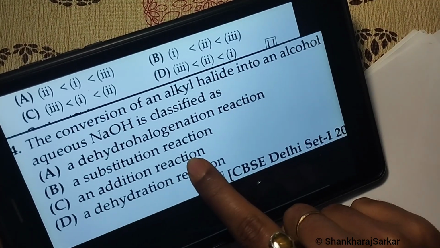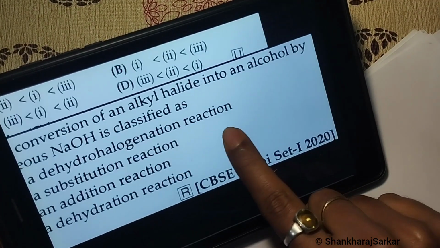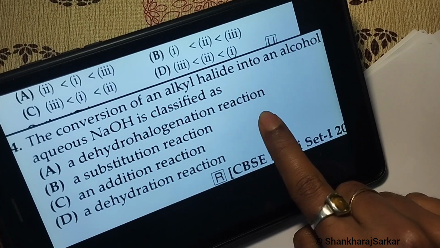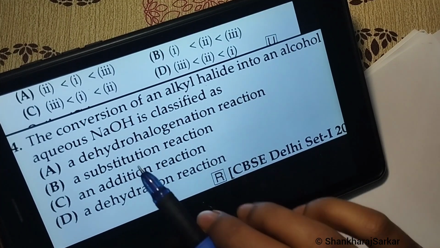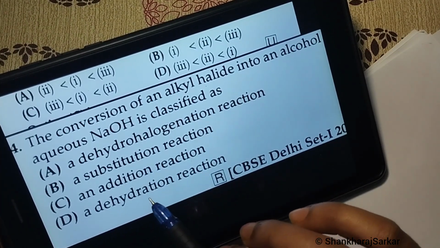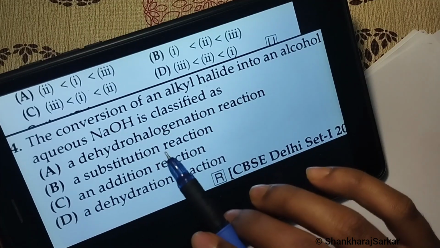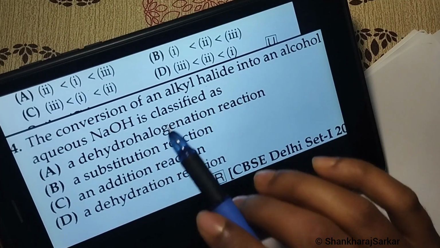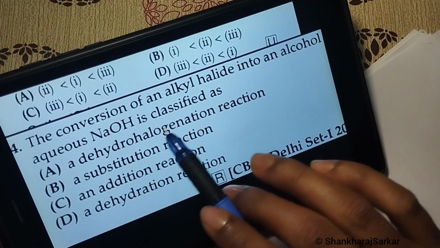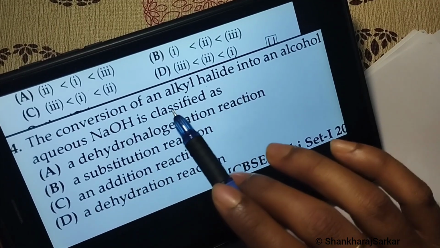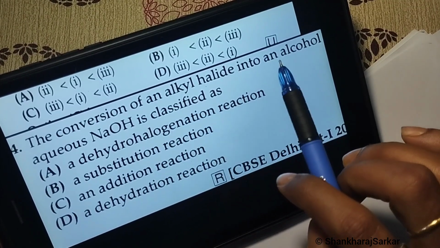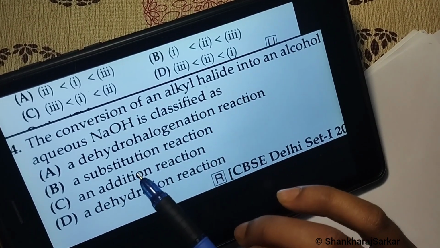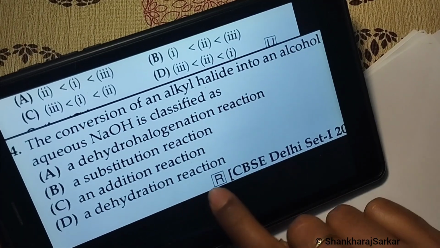Next, the conversion of an alkyl halide into an alcohol by aqueous NaOH is classified as. So these are the 4 processes, and you have to select the option that matches the type of the reaction. Here aqueous NaOH reacts with alkyl halide to form alcohol, and that is nothing but a substitution reaction. So B will be the answer.